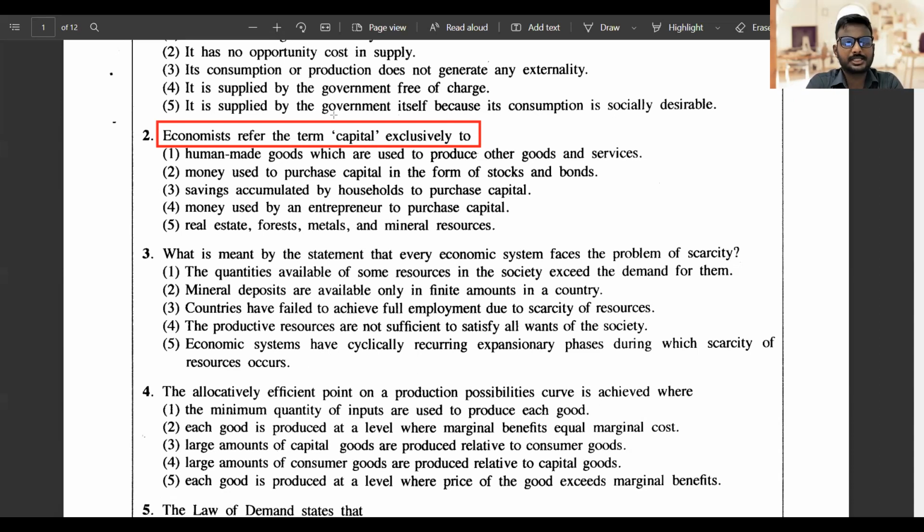And the fourth answer, real estate, forest, metals, and mineral resources. What are those? They are land, natural resources used in production. So the answer to this question is pretty easy. The first one. Cool.